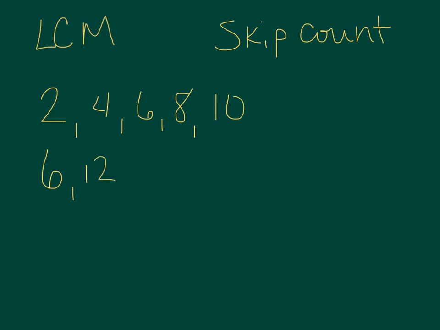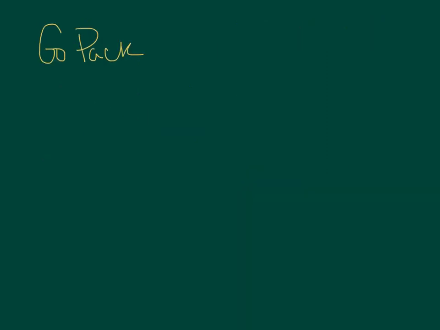Let's go now to 6. We have 6, 12, 18. Now I'm going to stop because I've already determined that the smallest, least number that they have in common is 6. So I can write down that my LCM for 2 and 6 is 6. It is the smallest number that they have in common that is a multiple. The code for lesson 1 of chapter 1 is Packers.